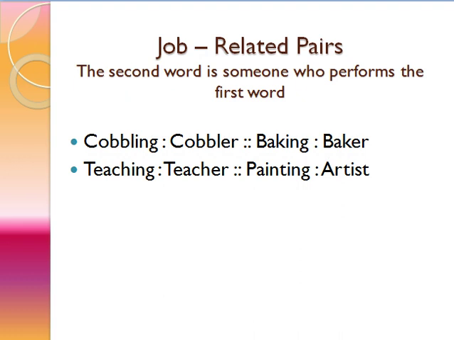Job related pairs. The second word is someone who performs the first word. Cobbling is to cobbler as baking is to baker. Teaching is to teacher as painting is to artist. Teacher is the one who performs teaching.